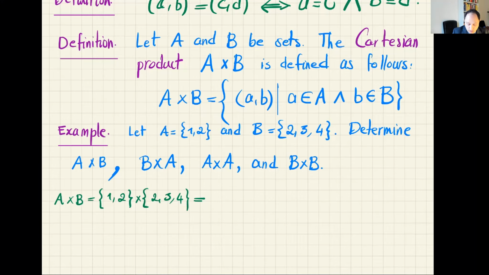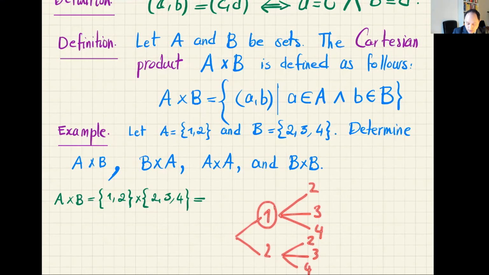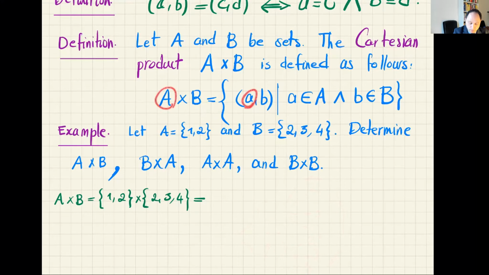It is not hard to guess what to do, because for the first component, how many options are available? I have only 2 options. I can either choose 1 or choose 2. If I choose 1, for the second component I have 3 choices: 2, 3, and 4. If I choose 2, I have 3 choices: 2, 3, and 4. So in general, I have 6 choices for making my ordered pair. But it is extremely important that the first component should come from the first set. So it is sensitive to the order.